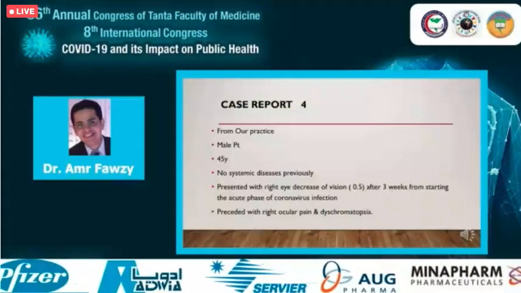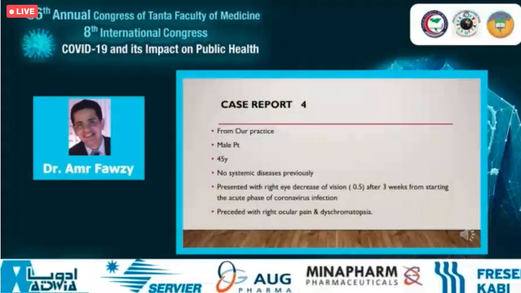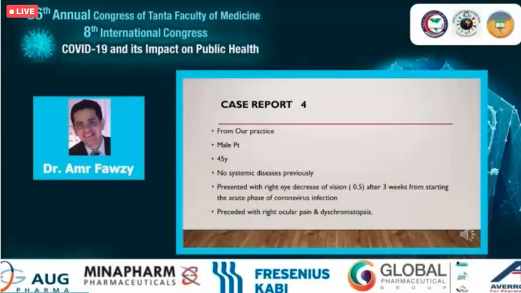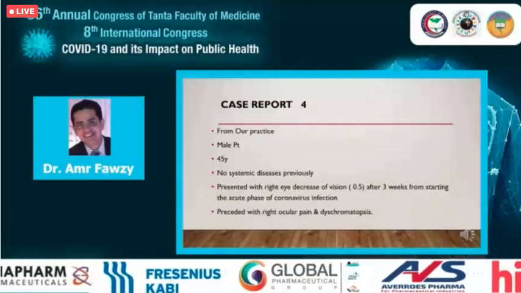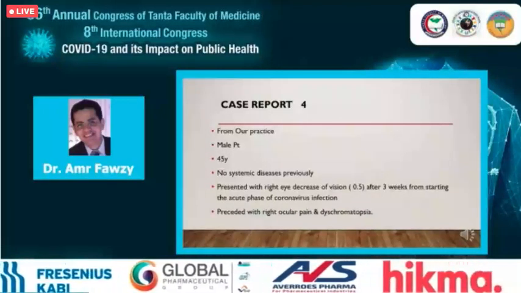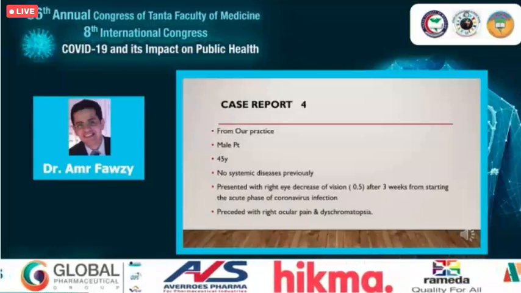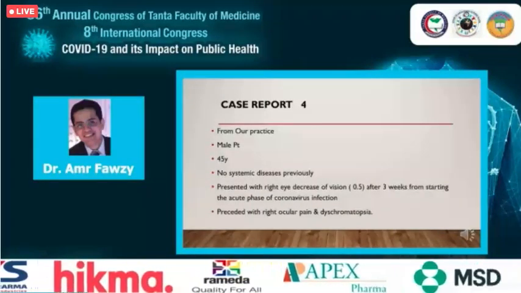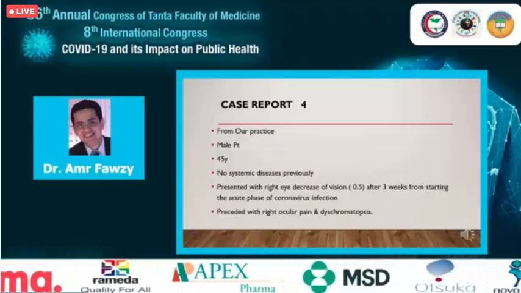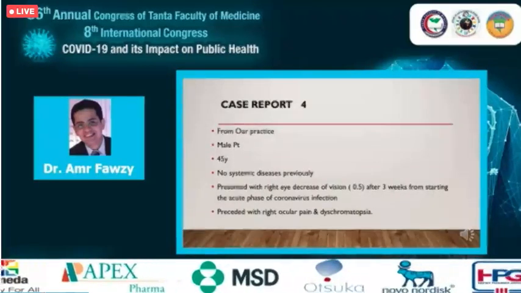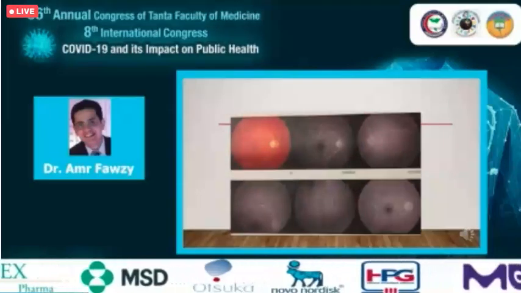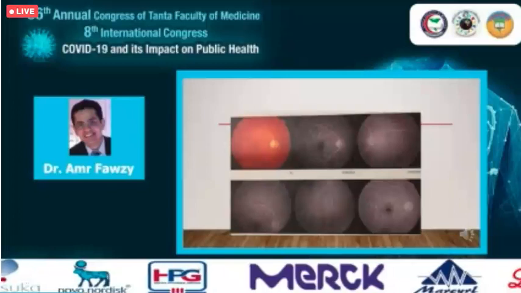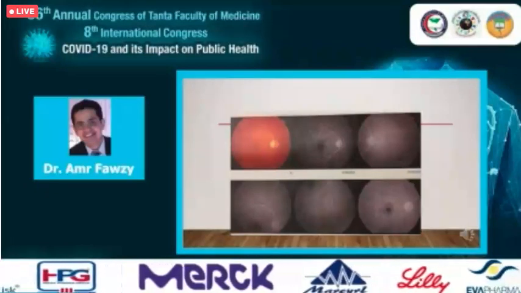And it is another case from our practice. It is a male patient, 45 years old, no previous systemic disease, who presented with decreased vision in the right eye, 0.5, three weeks after the start of the acute phase of the coronavirus infection, preceded by right ocular pain and disc chromatopsia. This is the fluorescein angiography of this case showing temporal pallor of the right optic disc head. This is the left eye.